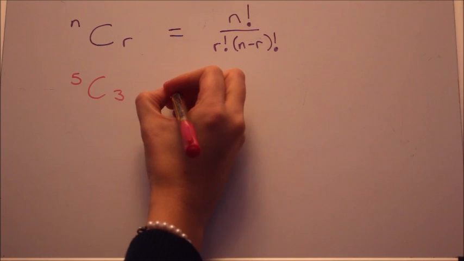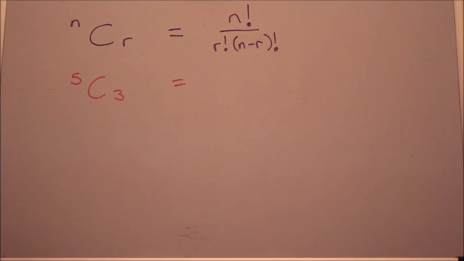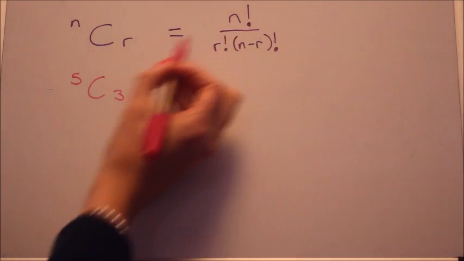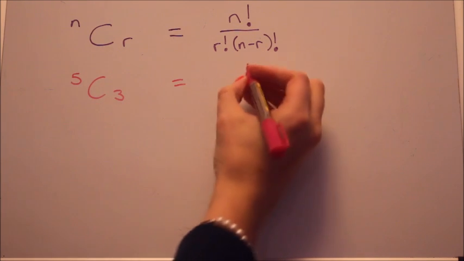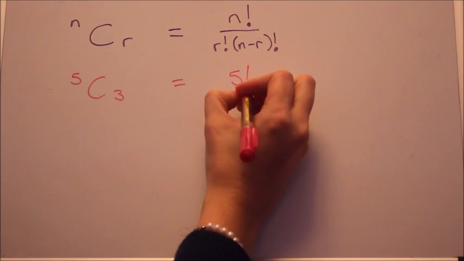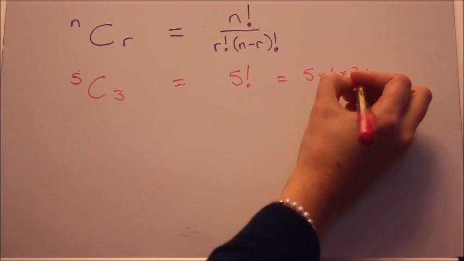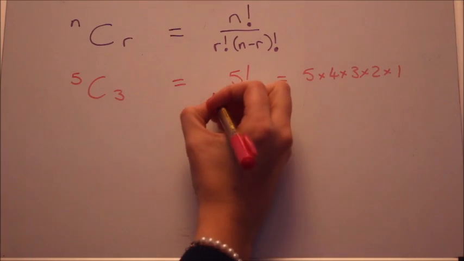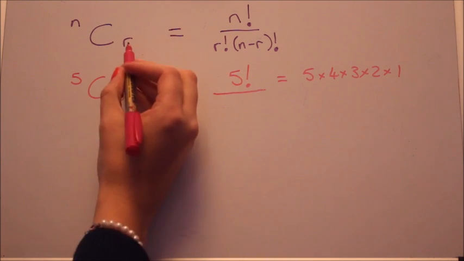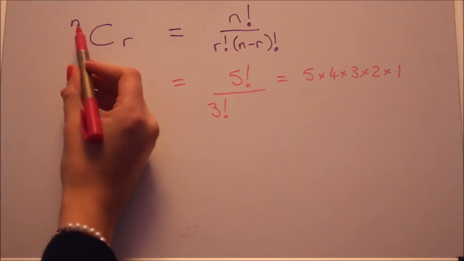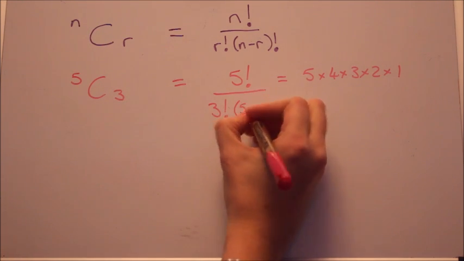Now, it's worked out using this formula here with these exclamation marks. They're called factorials, and they mean timesing all the way down to 1. So we'll have n factorial on the top, so here that will be 5 factorial. And what that means is 5 times 4 times 3 times 2 times 1. That will be over r factorial, which here is 3. And n minus r will be 5 take away 3.